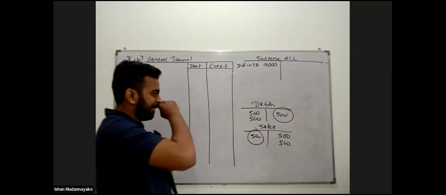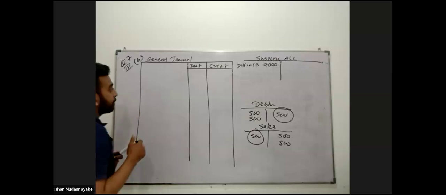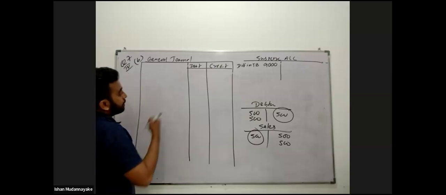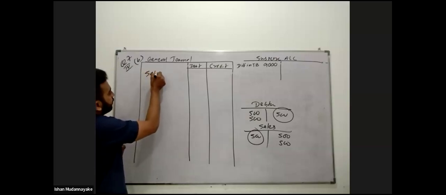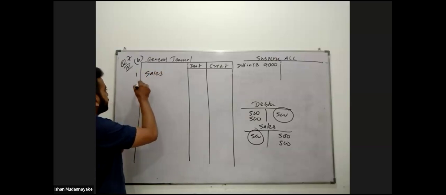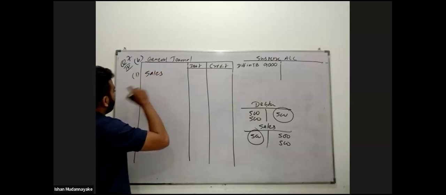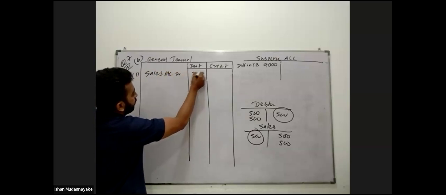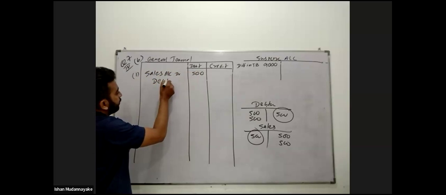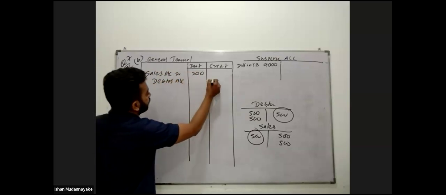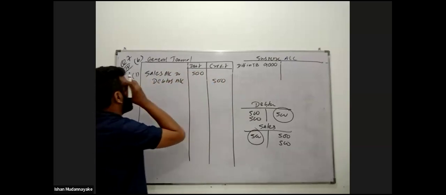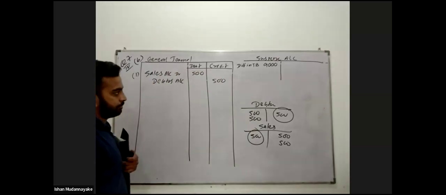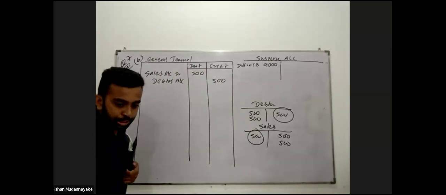Correction. Then students, here, first transaction: sales account debit 500, debtors account credit 500. Sales account debit, debtors account credit 500. No impact to suspense account.